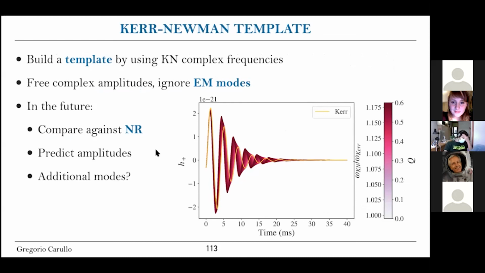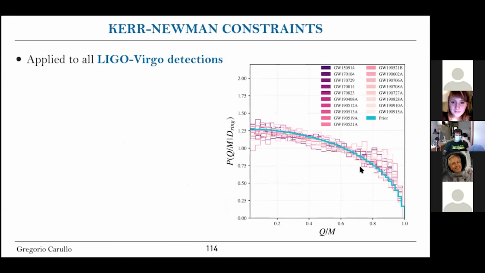But of course, we want to compare directly against NR in the future to understand if this is really the case. And then once you have a template, you just run it on all the events and try to measure the charge. Unfortunately, here you see the distribution of the charge to mass ratio, which goes from 0 to 1. The prior is the bluish line that you can see here, while all the events are these purple-pinkish histograms. And you see that essentially all the events give you back the prior that you put in.